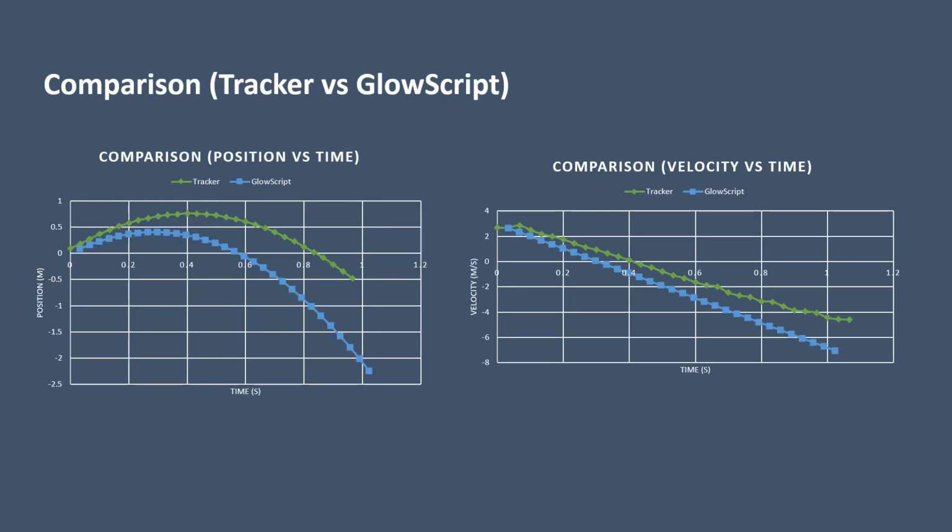Here is the comparison of Tracker and the GlowScript code, for position versus time and velocity versus time. As you can see, GlowScript ends up with a much lower position than Tracker, and it also has a much greater magnitude of velocity. This is because with GlowScript, the only force acting on the ball is the gravitational force, while with Tracker, drag is acting against the ball too. Because drag acts against the motion of the ball, it reduces velocity and reduces the speed that the ball is going at. That's why it has a lesser magnitude of velocity compared to the GlowScript code.